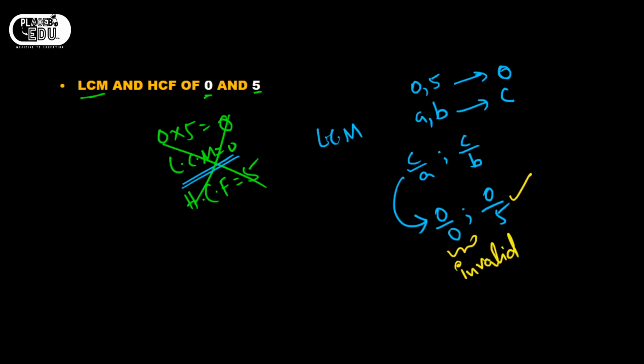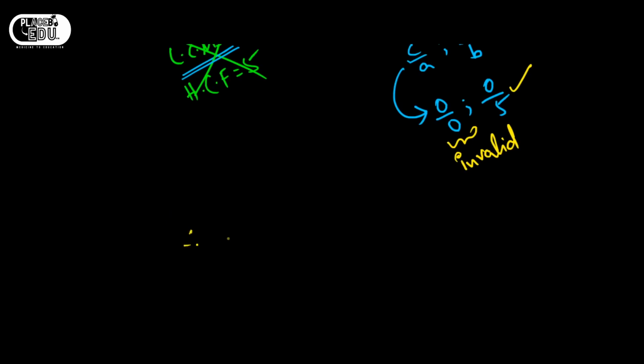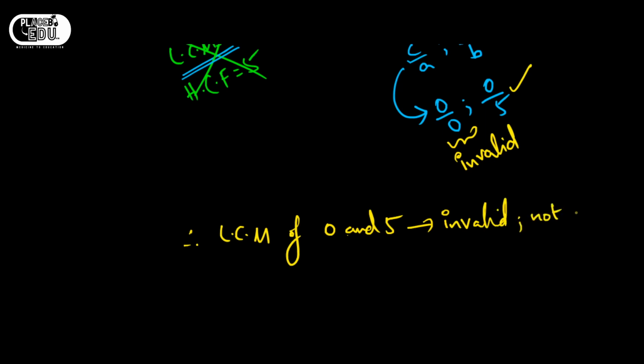Therefore, the LCM of 0 and 5 is invalid or not defined. This should be the answer. Not only 0 and 5, whatever the number may be, the LCM of 0 and a non-zero number is invalid or not defined.